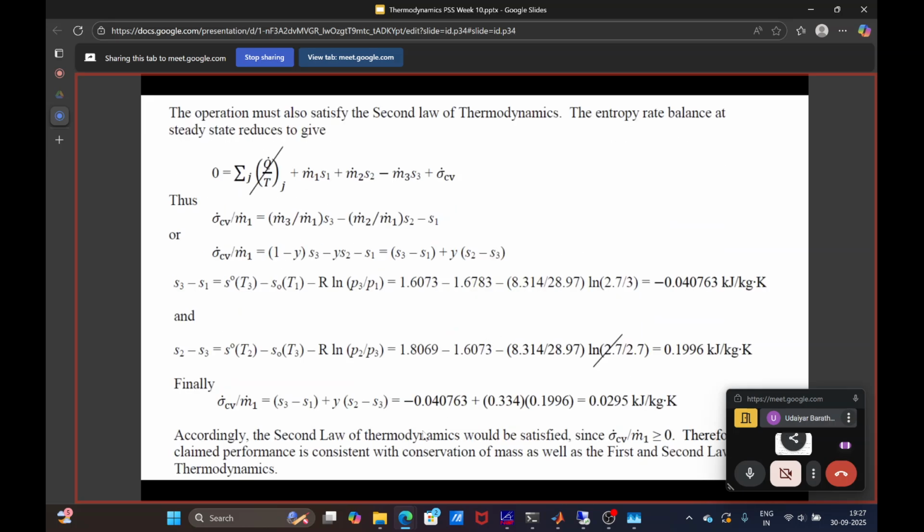And here we have proved that in the vortex tube there is entropy generated, and this device is possible, and it will not violate the second law of thermodynamics.